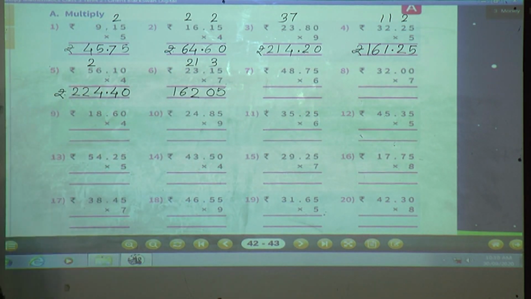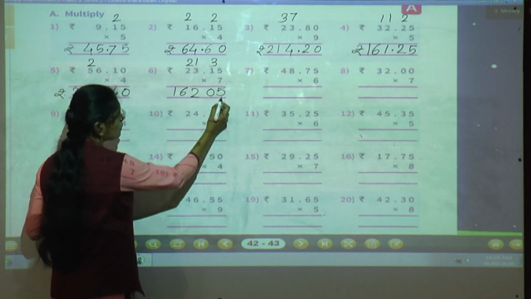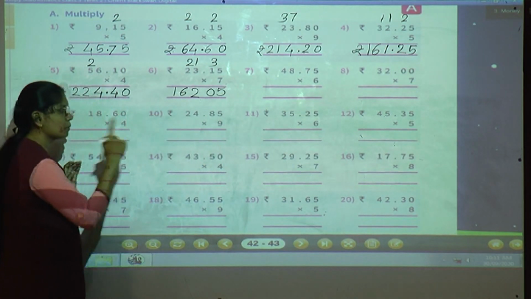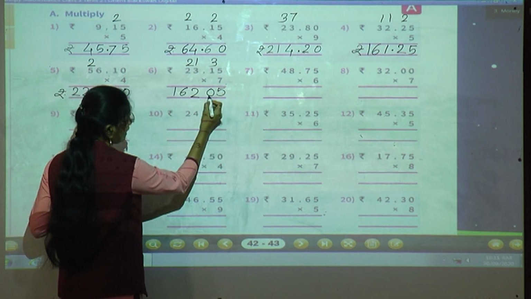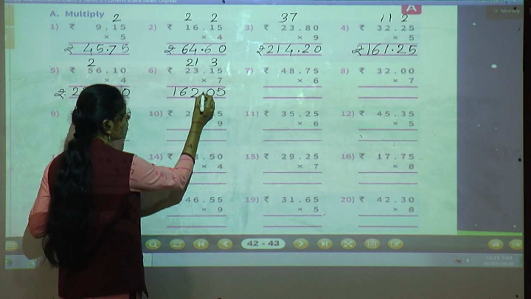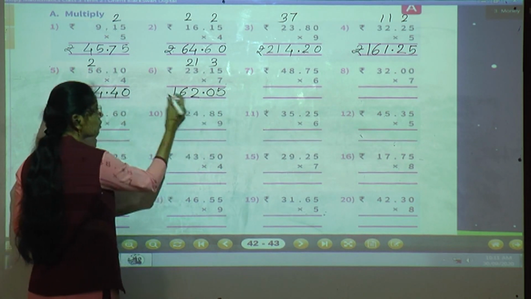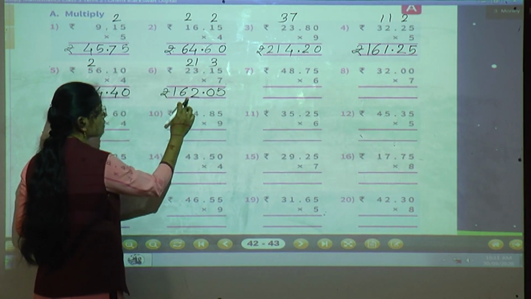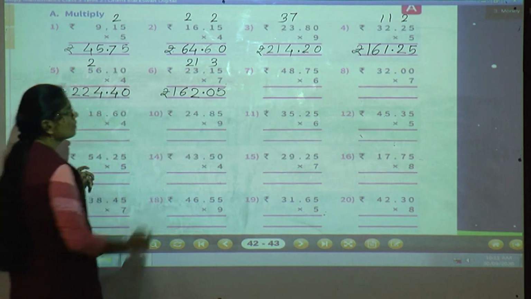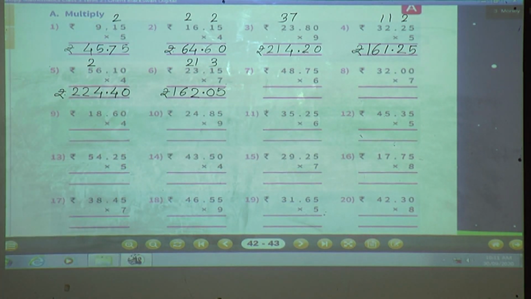Now we have to give a dot. So where will you give the dot? From the right side before the second digit. So this 0 is the second digit. So before 0 we have to give the dot. So what is the answer? Rupees 162.5 paise. Okay, clear? This will be your answer.